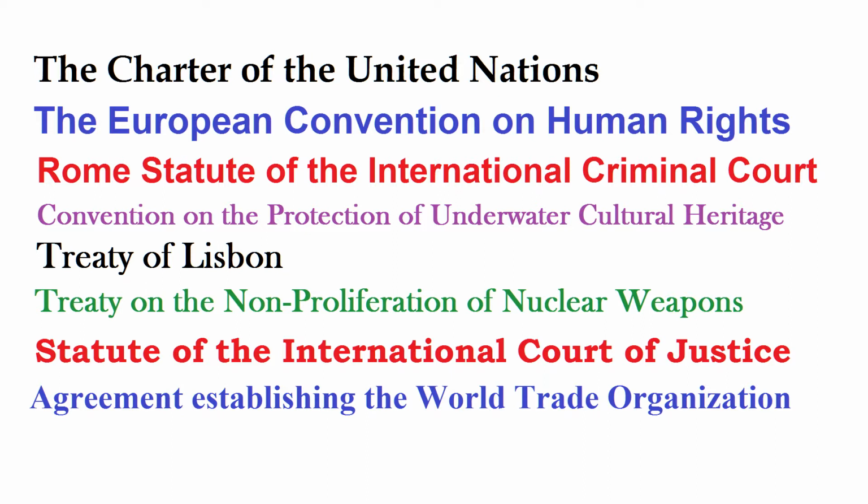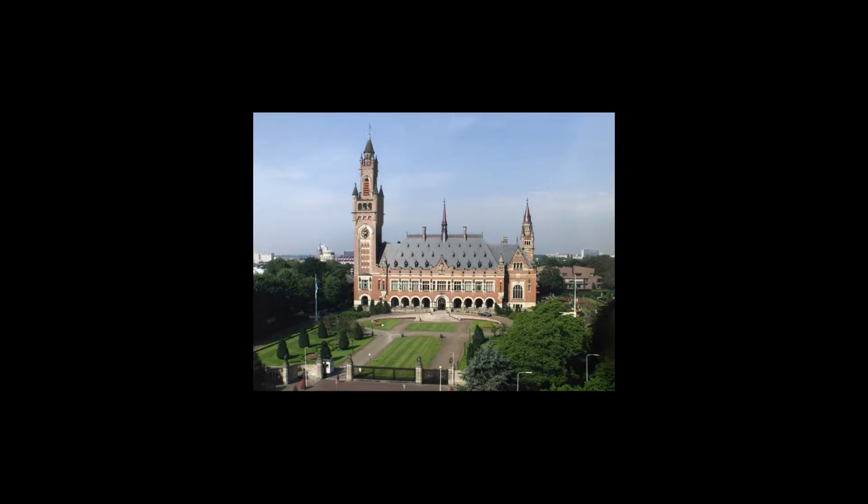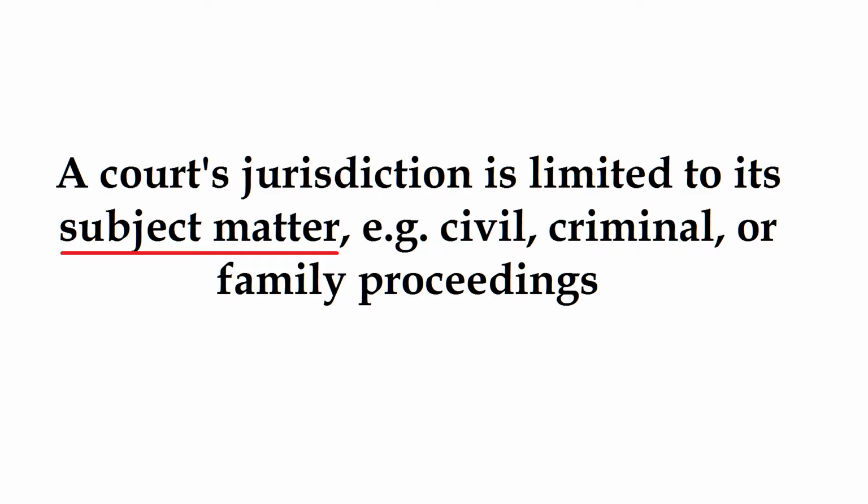The reality of modern life means that we live in an age of interconnected jurisdictions. Some of the treaties we have signed bind us to rulings made in international courts, for example, the European Convention on Human Rights or the Statute of the International Court of Justice, which is housed at the Peace Palace in The Hague. So far, we have been discussing territorial jurisdiction.